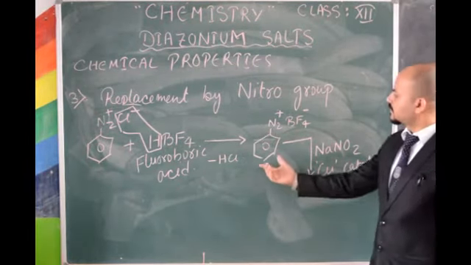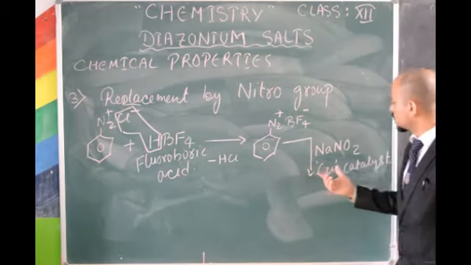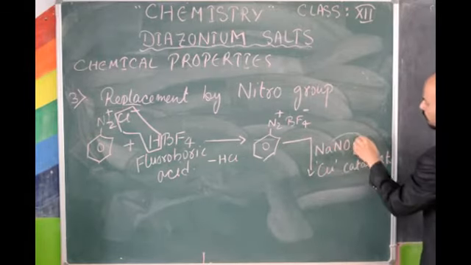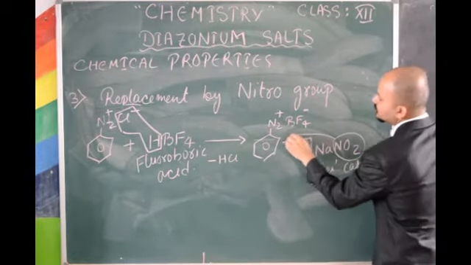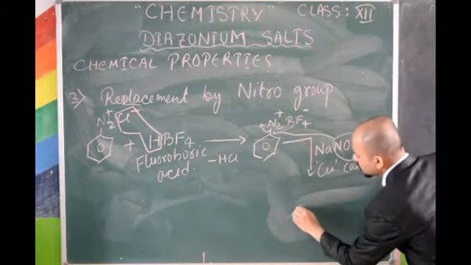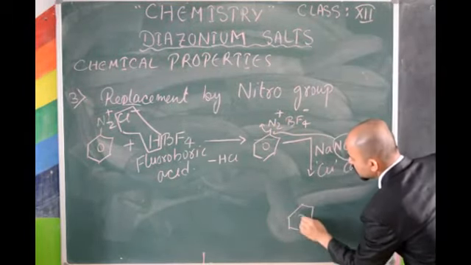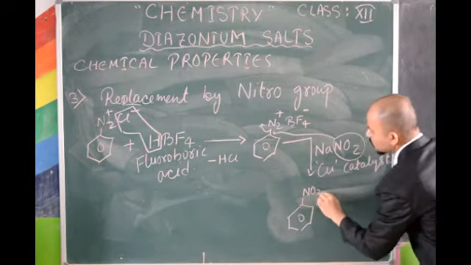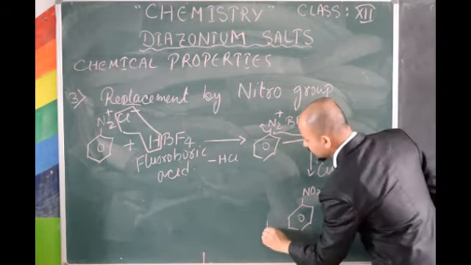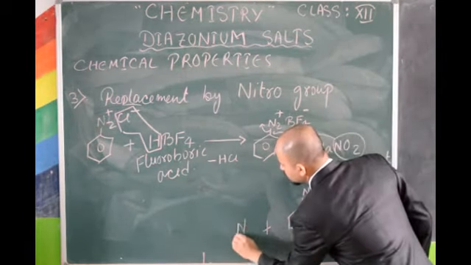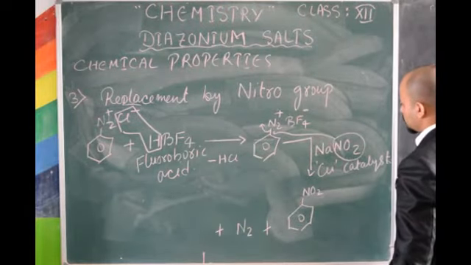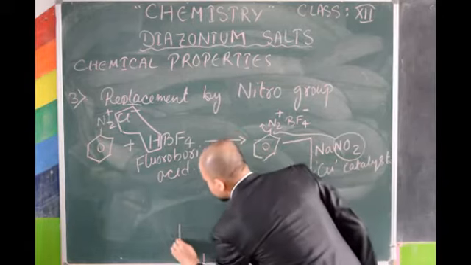So whenever this intermediate compound is treated with sodium nitrite, then what will happen? This NO2 group will substitute this entire thing. Okay? And as a result, we get nitrobenzene. And what is the byproduct? Here, nitrogen gas will be formed, and here we'll be getting one more product, which is NaBF4.